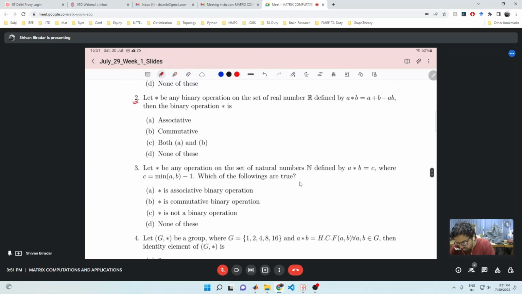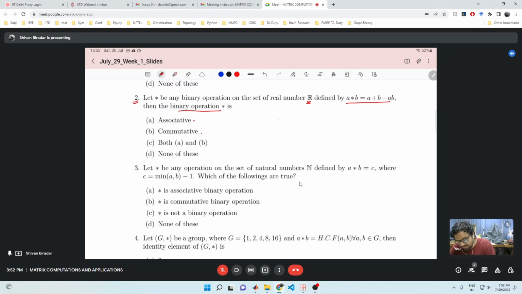We'll go on to the second question. The second question says: let star be a binary operation on the set of real numbers R, defined as this. Is this binary operation commutative, associative, or both A and B?